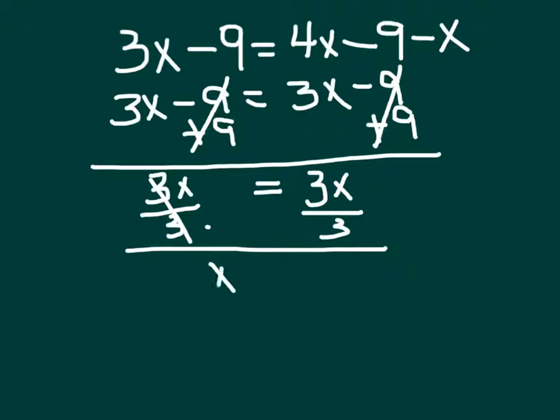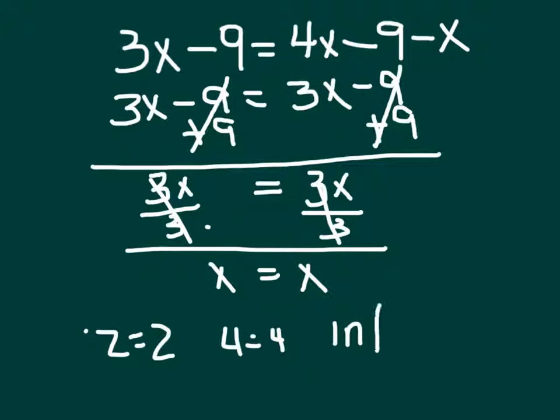And you get x equals x. That means that x can be anything at all. So that means that when the number comes up to be x equals x, or 2 equals 2, or 4 equals 4, that means that there would be infinite solutions.